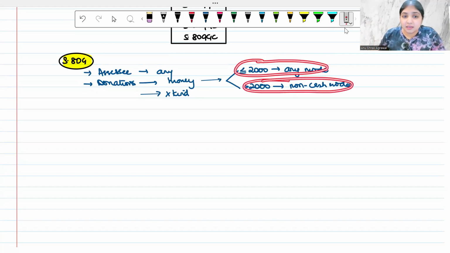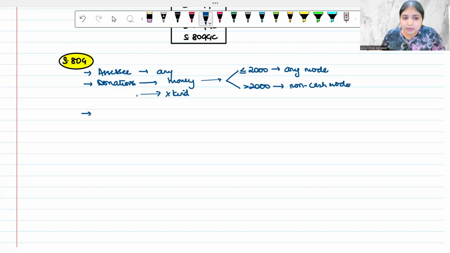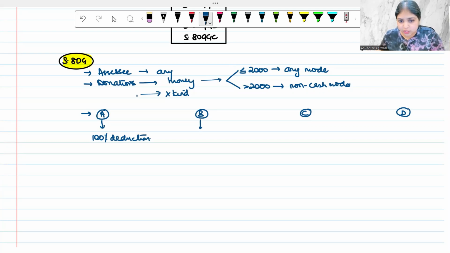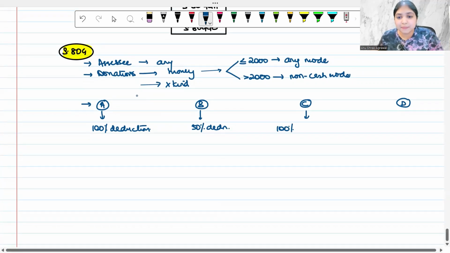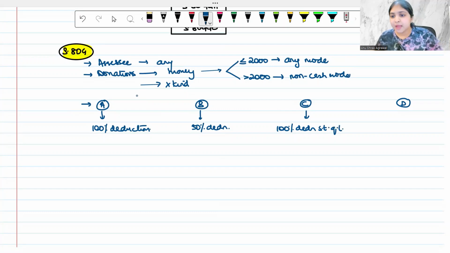Now listen, under section 80G, you have totally 4 categories of donations. In category A, you have those donations wherein you will get 100% deduction. In category B, you have those donations where you will get only 50% deduction. Category C, you have those donations where you will get 100% deduction, but subject to a qualifying limit. And in category D, you will get 50% deduction, but again subject to a qualifying limit.